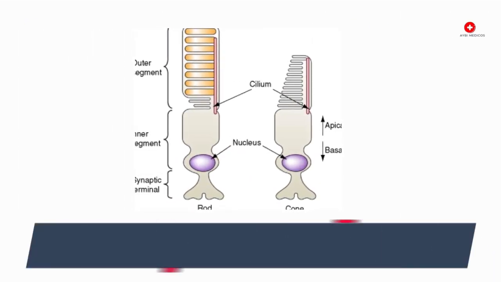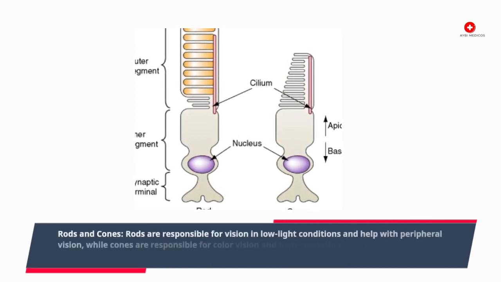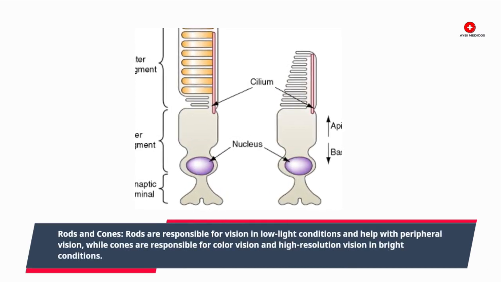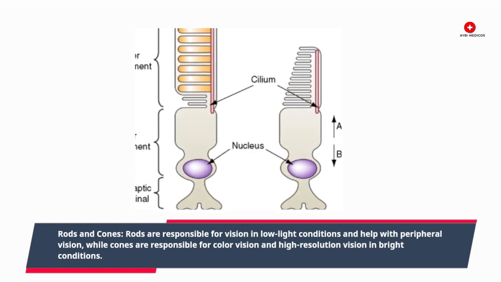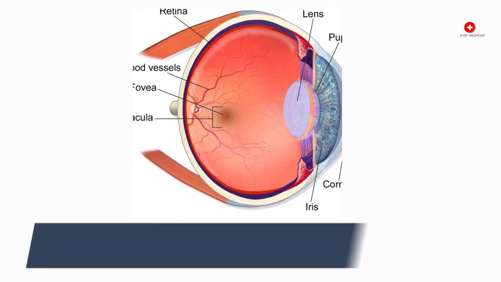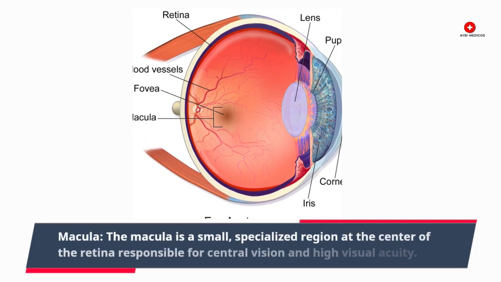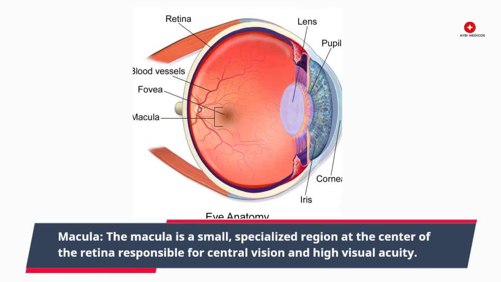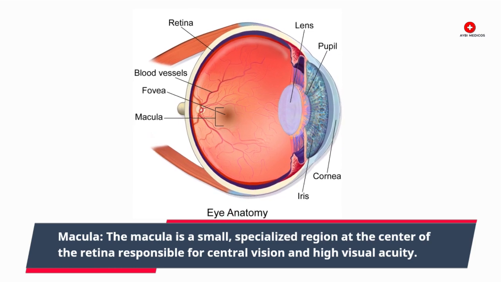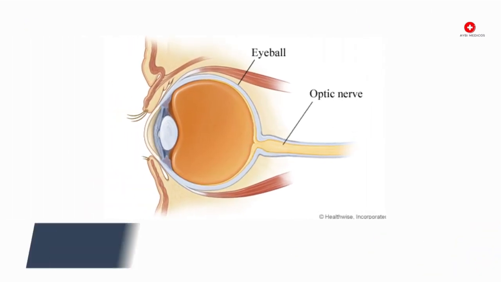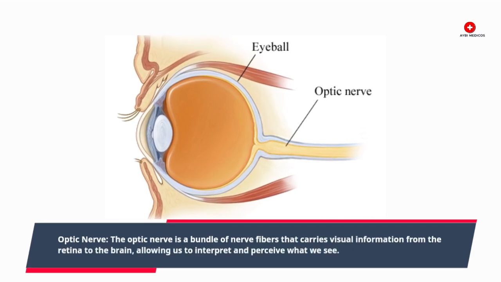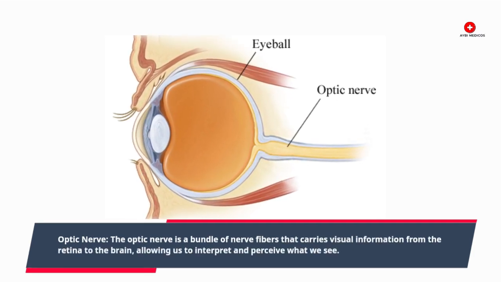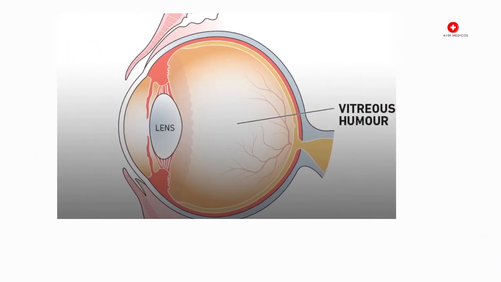Rods and cones. Rods are responsible for vision in low light conditions and help with peripheral vision, while cones are responsible for color vision and high-resolution vision in bright conditions. Macula. The macula is a small, specialized region at the center of the retina responsible for central vision and high visual acuity. Optic nerve. The optic nerve is a bundle of nerve fibers that carries visual information from the retina to the brain, allowing us to interpret and perceive what we see.